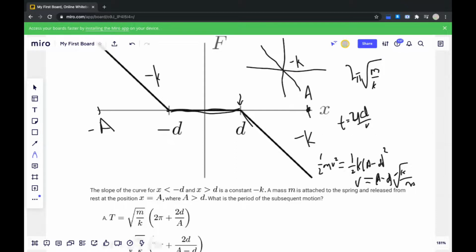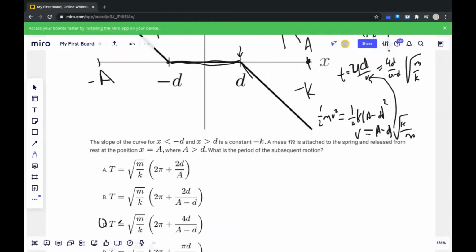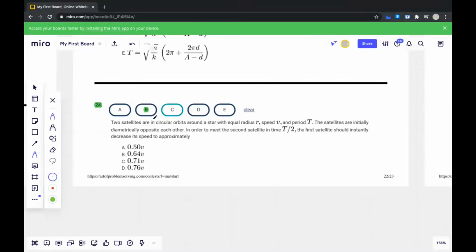Cool. Now we can plug this value of v into t, and this gives us 4d over (a minus d) times the square root of m over k. And now we can add this to the period, the diagonal part to the straight part. If we do that, we get the answer as C, or t is equal to the square root of m over k times (2 pi plus 4d over (a minus d)).